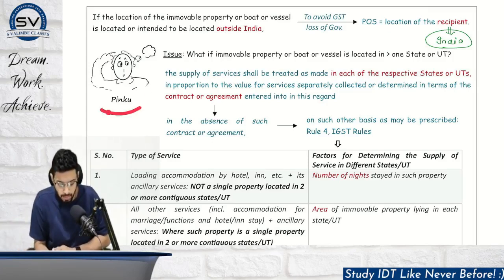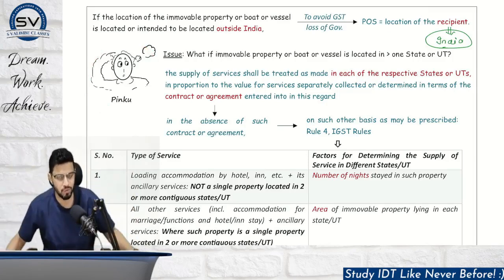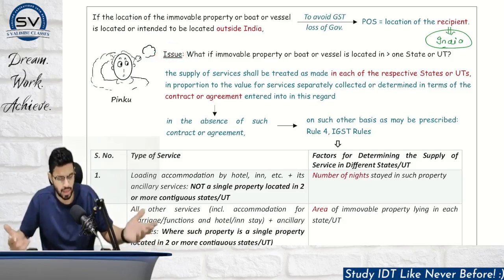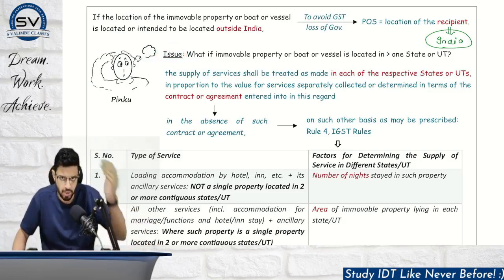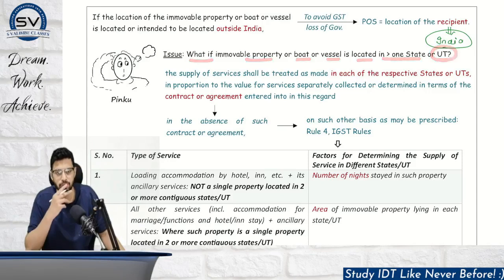Now, this is our student Pinku. Pinku says yes, and I asked Pinku, what is your query? Why do you seem so confused? He says, sir, I have an issue in my mind. I asked him to explain what the issue is so that we can resolve the query. What if the immovable property or boat or vessel is located in more than one state or UT?